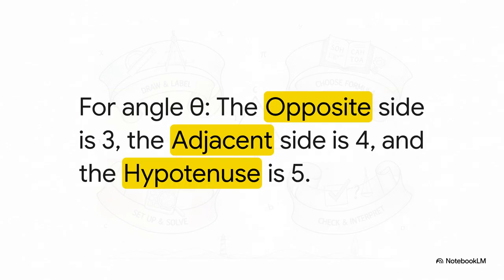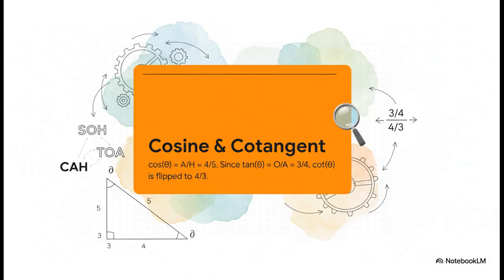Okay, now for what I think is the most crucial step, labeling the roles. From where theta is sitting, the problem told us the side that's 3 units long is opposite. So that means the other leg, the 4, has to be adjacent. And the side we just found, the 5, well, that's always the hypotenuse. It's the long one, right across from the right angle. Now that everything has a label, the rest is a piece of cake.